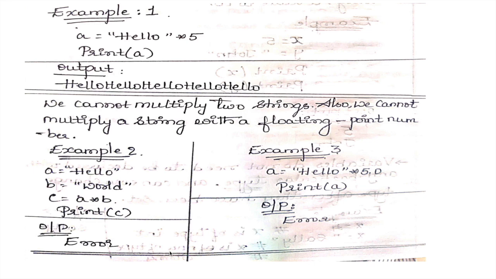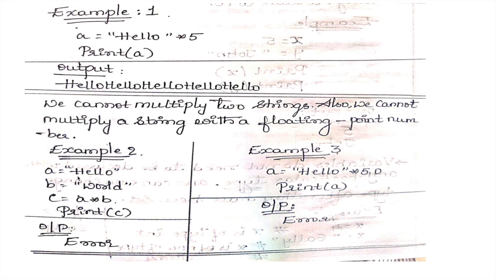You can see the output here. So hello is printed 5 times. That is replication. The same string is replicated 5 times. But we cannot multiply two strings. Also, we cannot multiply a string with a floating point number. So you can see example 2 here.